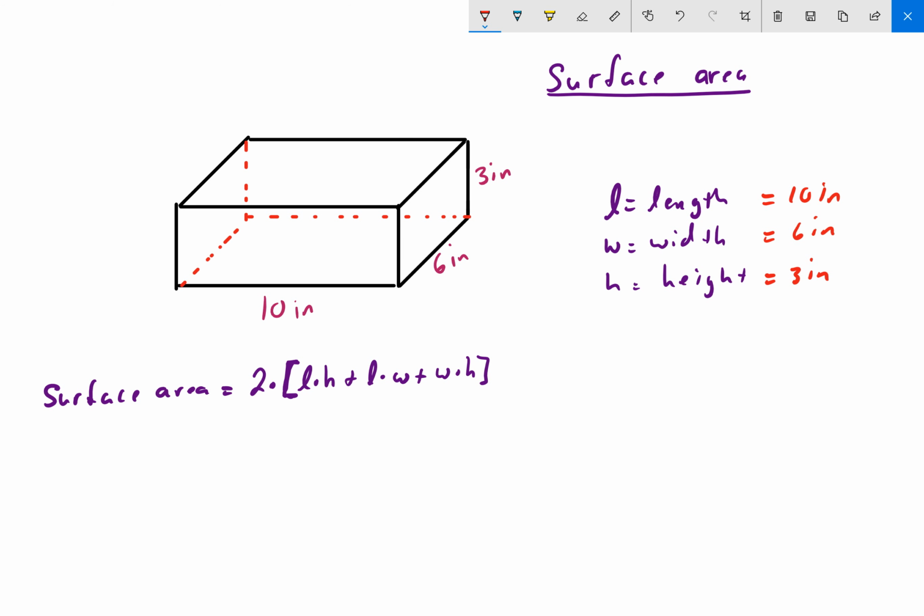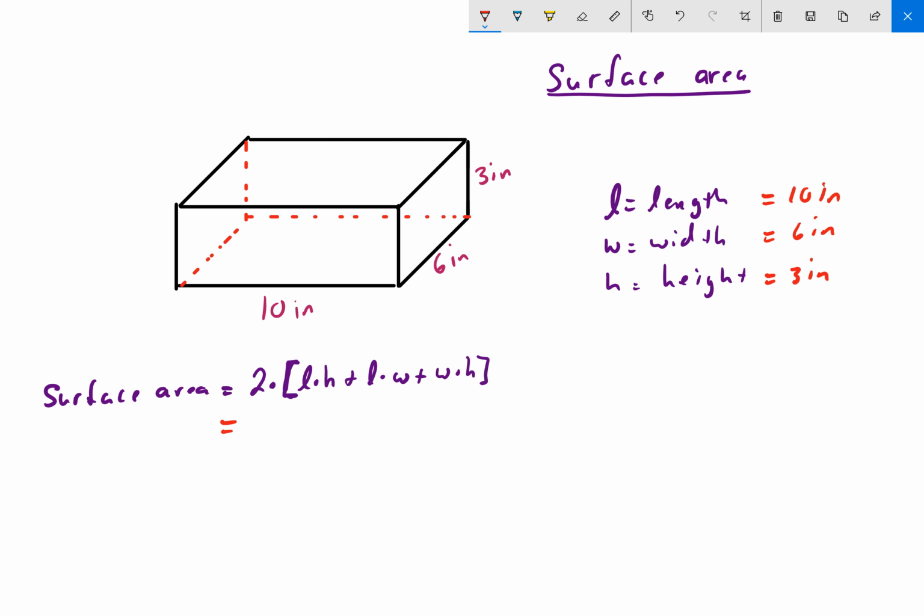Now, it's important to know that there's 6 sides of a box. You have the front and the back. You have the side and the other side. And then you have the top and you have the bottom. Now, I wrote a formula here. It says surface area equals 2 times L times H plus LW plus WH. And I'm going to explain why this works.